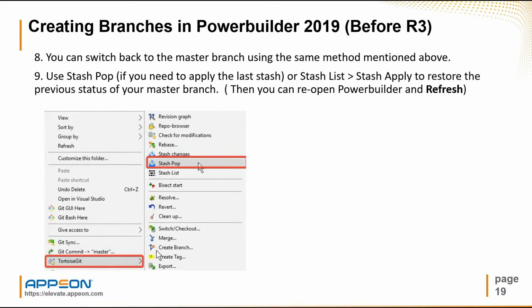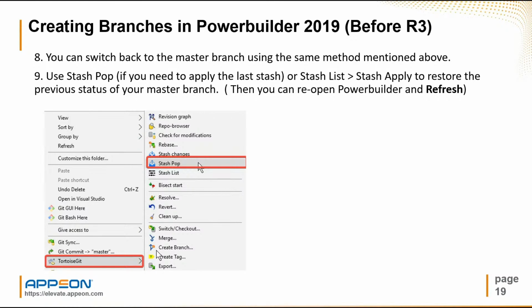Number 8, you can switch back to the master branch using the same method mentioned above. Once you've done your commit and push, you have to switch back to the master branch. And then you use a stash pop if you need to apply the last stash. So that's going to bring that stuff back that we put off to the side earlier. Or you can use what's called a stash list or stash apply to restore the previous status of your master branch. So you may want to get what your master branch looked like before you even did the stash.